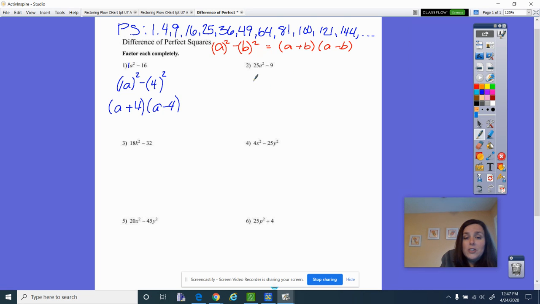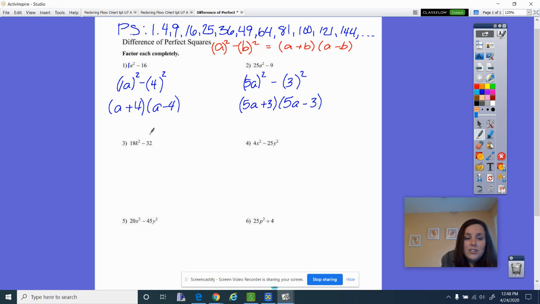Okay, let's look at the next one here. Are these perfect squares? Well, is 25 a perfect square? Is it on my list? Yes. Is a squared a perfect square? Yes, because we know that the exponent is even. Is 9 a perfect square? Yes, it's on my list. I have a minus sign. So the square root of 25 is 5, the square root of a squared is a, the square root of 9 is 3, and so I have 5a plus 3 times 5a minus 3.